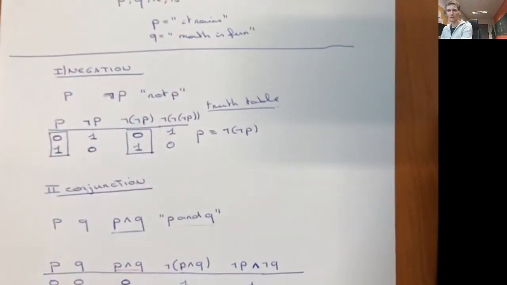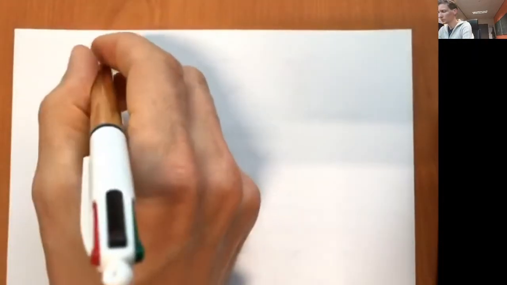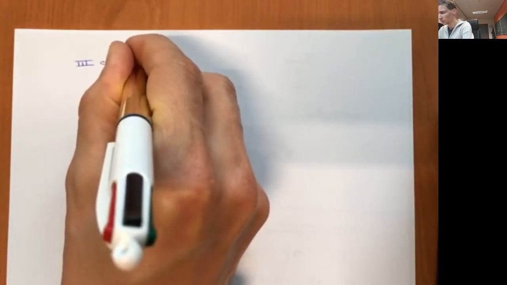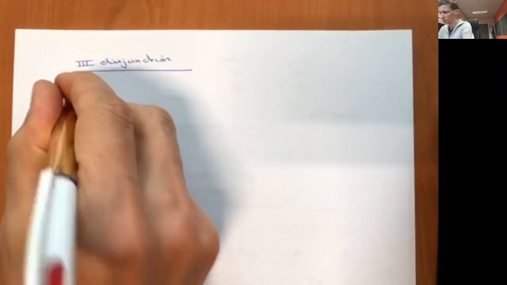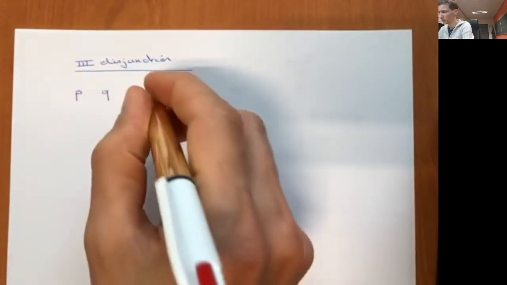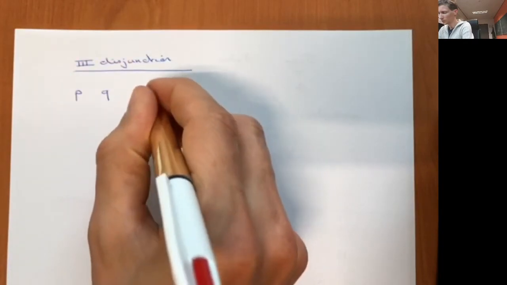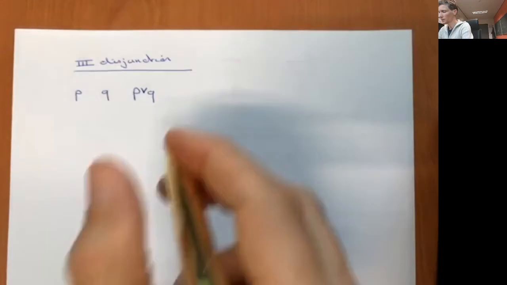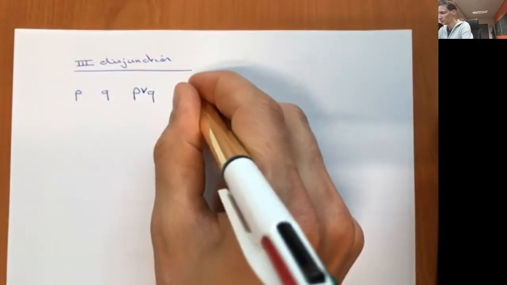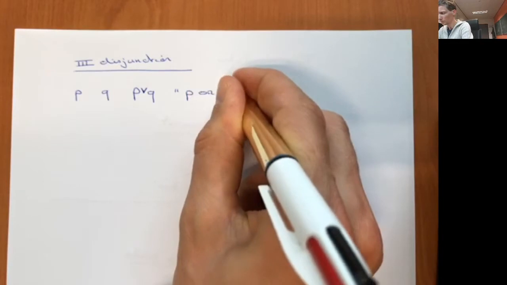So we had negation and conjunction. Let me turn my piece of paper so we can continue. The third way to make new formulas is by disjunction. We have a formula P, we have a formula Q, and the disjunction of P and Q is written with this V. Now it's not an upside down V, it's simply a V. And we pronounce this as P or Q.